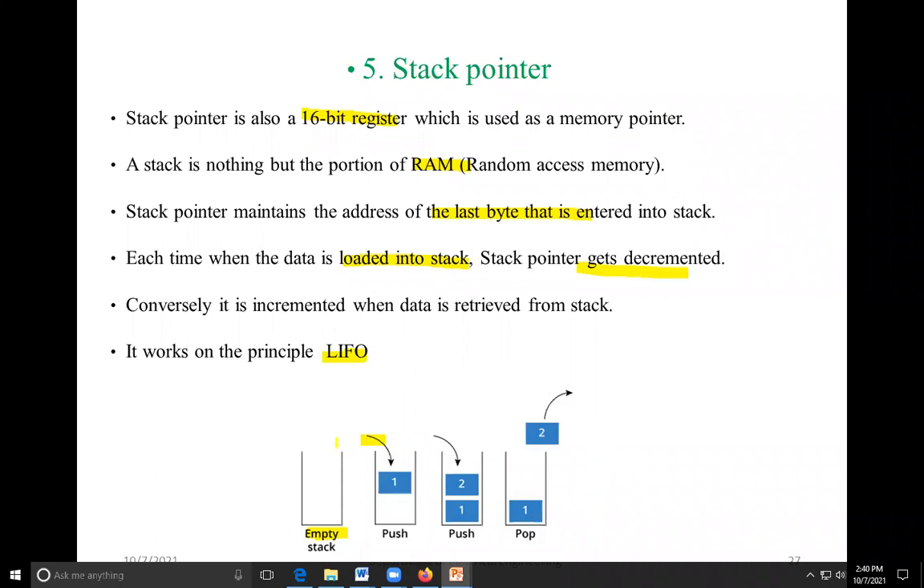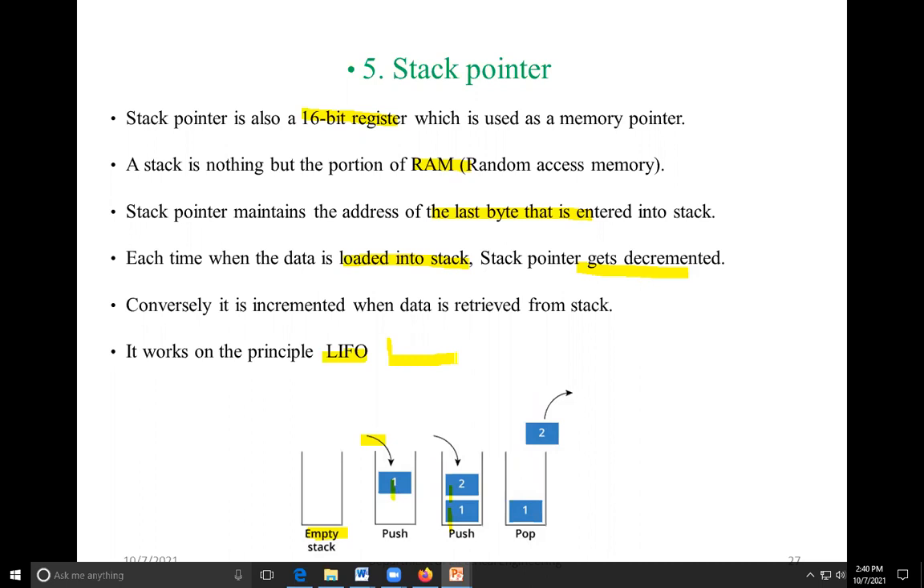Push means you put a value into the stack. So push one value here, then push a second value. Then pop retrieves the last one. LIFO means last in, first out. If anybody asks you how the stack works, the stack works as a LIFO, last in, first out.